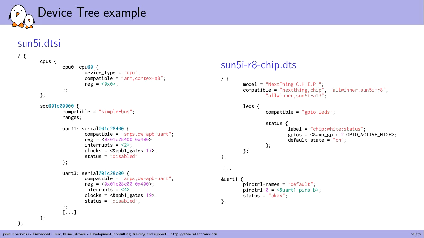This file here describes the SoC itself, so the processor, and it gets included into another file that describes a board. That's one specific board that uses that SoC and which specifies the additional hardware information. So it says what is the name of the board, that we have an LED connected on this specific pin, that we have the first UART controller that is enabled with some additional properties.